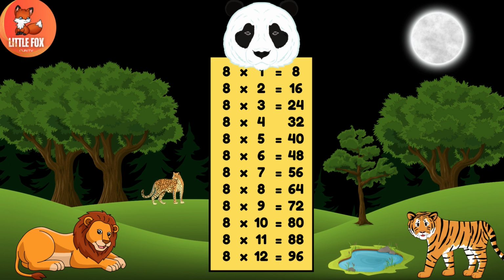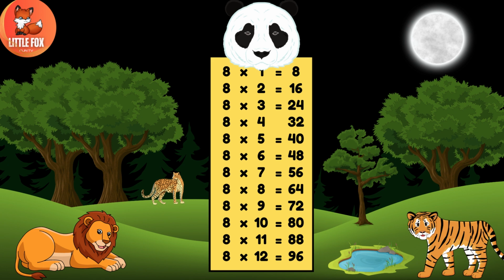8 multiply 5 is equals to 40. 8 multiply 6 is equals to 48. 8 multiply 7 is equals to 56. 8 multiply 8 is equals to 64.